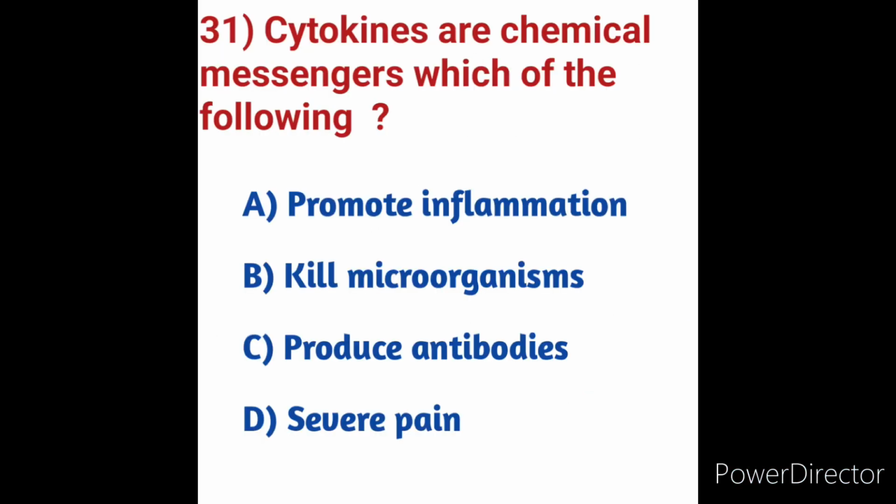Question number 31. Cytokines are chemical messengers, which of the following? Here we will see the options. Option A, promote inflammation. Option B, kill microorganisms. Option C, produce antibodies. Option D, severe pain. Here, what is meant by cytokines as chemical messengers? We will see the discussion.